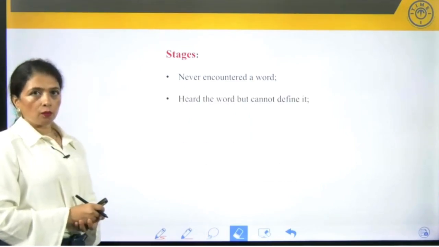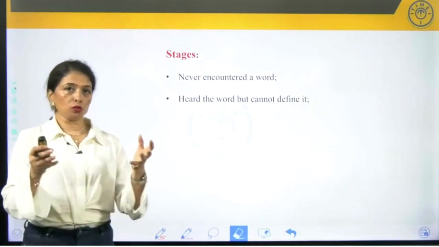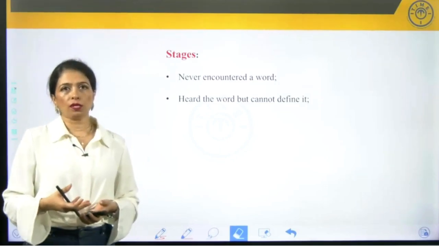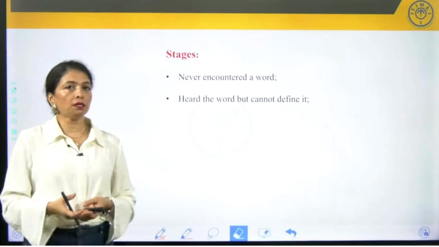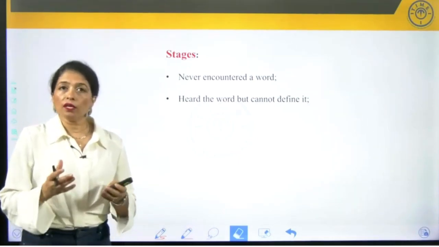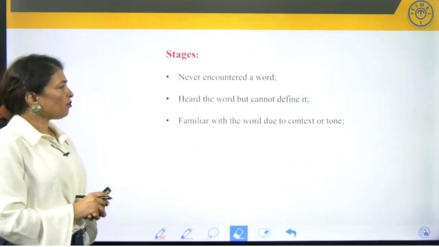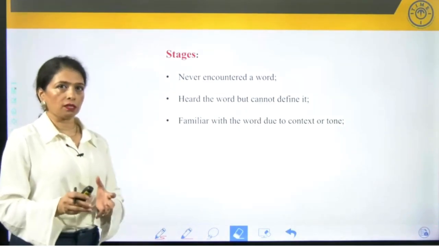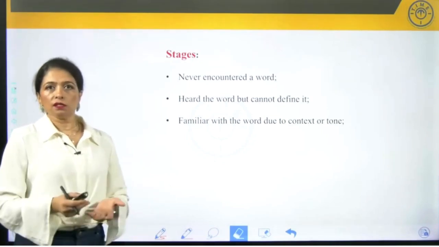Then comes the second one, where we may have heard the word but cannot define it. I'm sure all of you would also be able to relate to this. Yes, we do come across words which we know the word means something, but what exactly does it mean? And of course, how do I use it is something that you don't have any idea of. So, this is the next stage. And then we are familiar with the word due to context or tone. We are familiar, that's it. We know the word, but then the next step may still defeat us.